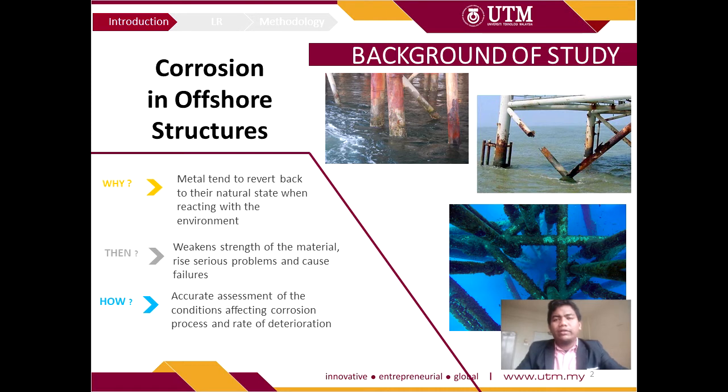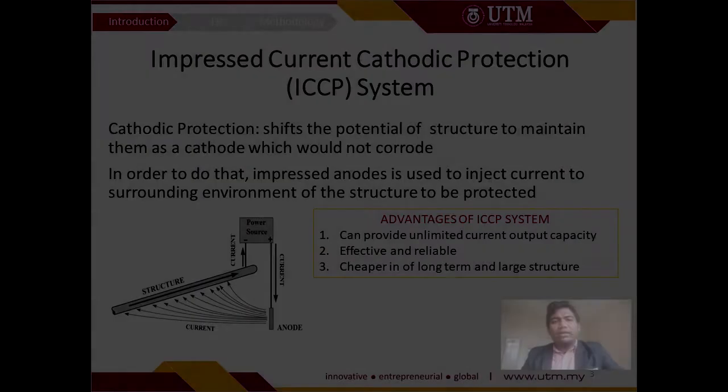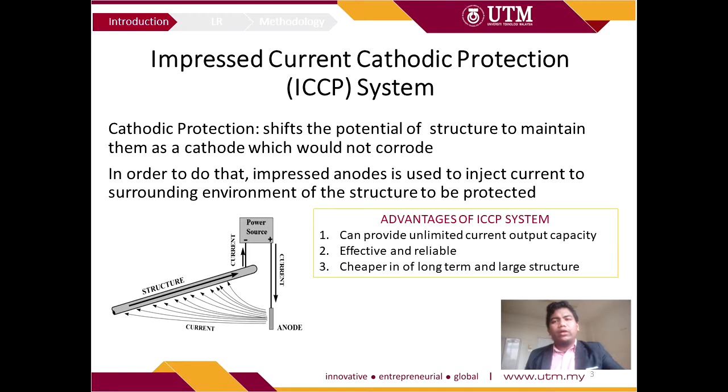Studies and decisions regarding the future integrity of offshore structures and their components are very significant, as they depend on accurate assessment of conditions affecting the corrosion process and the rate of deterioration. Nowadays, ICCP is one of the most popular methods of corrosion prevention at offshore structures. The approach takes advantage of the natural electrochemical reaction of material, where it shifts the potential of the structure in order to maintain it as a cathode, which will not corrode in the presence of an anode.